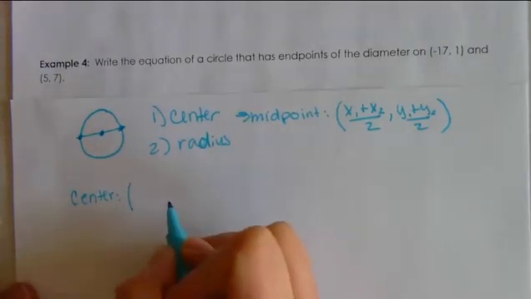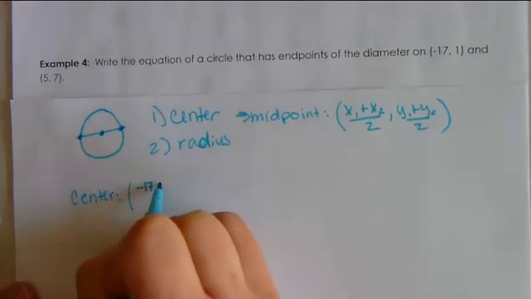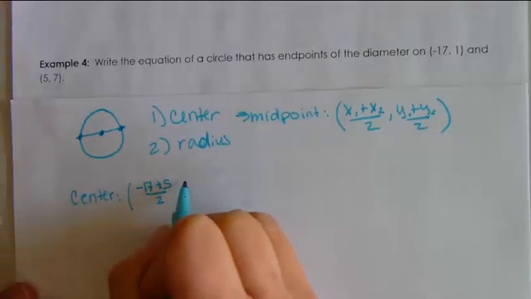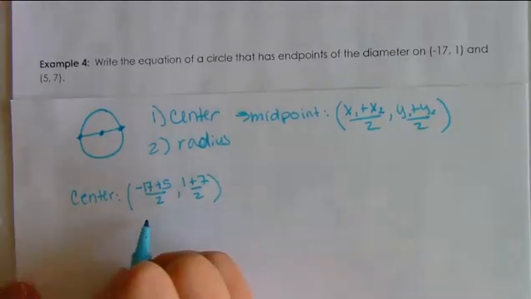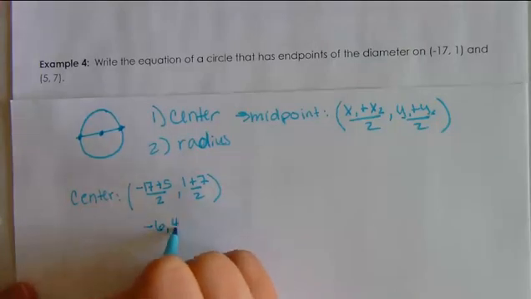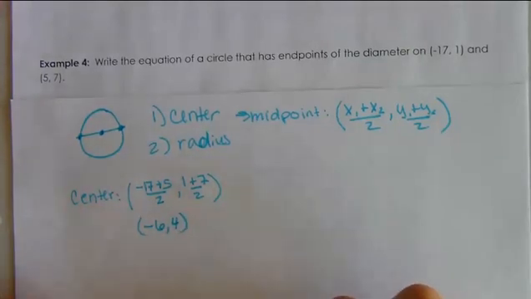So I'm going to take -17 plus 5 and divide by 2, and then 1 plus 7 and divide by 2. So I'm going to see that my beautiful center here is going to be (-6, 4). So that's my center. That's my h and my k.